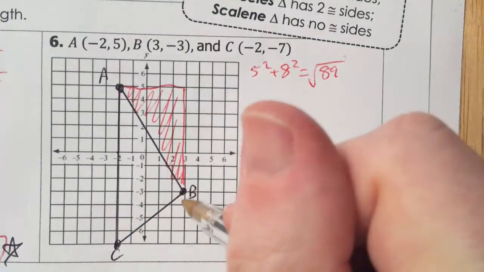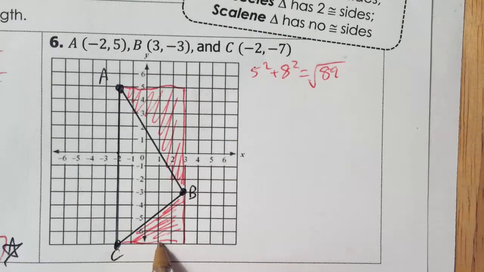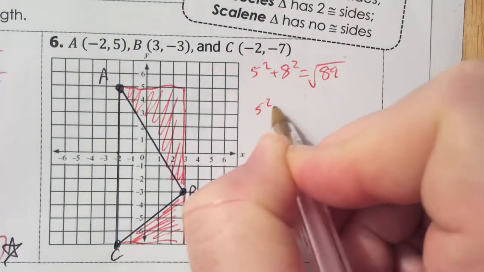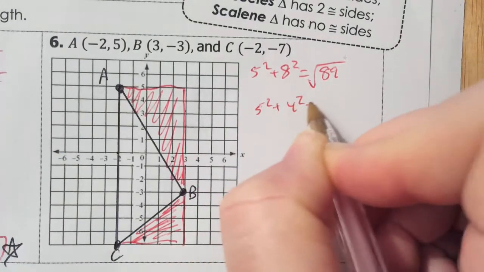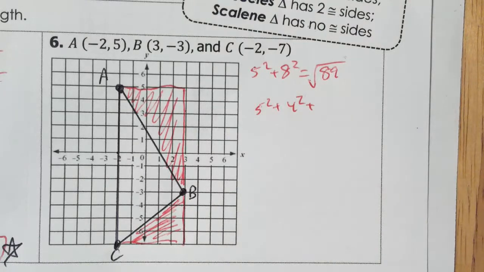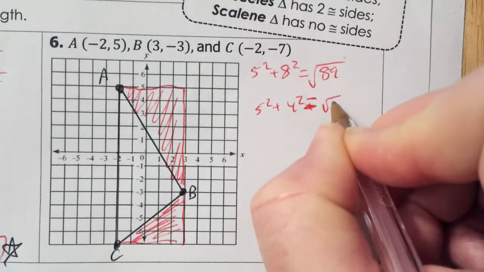All right, this one right here. 1, 2, 3, 4, 5. So that's 5 squared plus 1, 2, 3, 4, 4 squared. So 5 squared plus 4 squared, and we get 41. So the square root of 41.